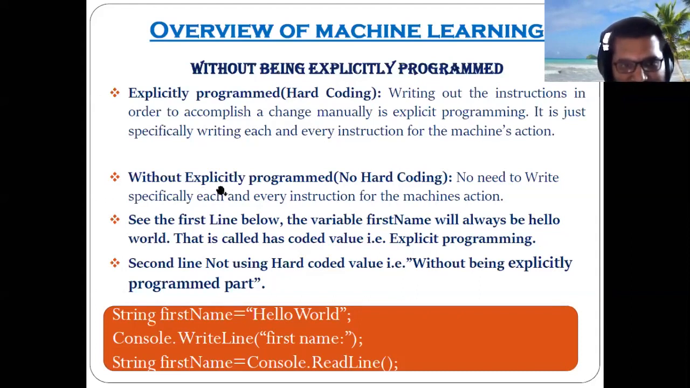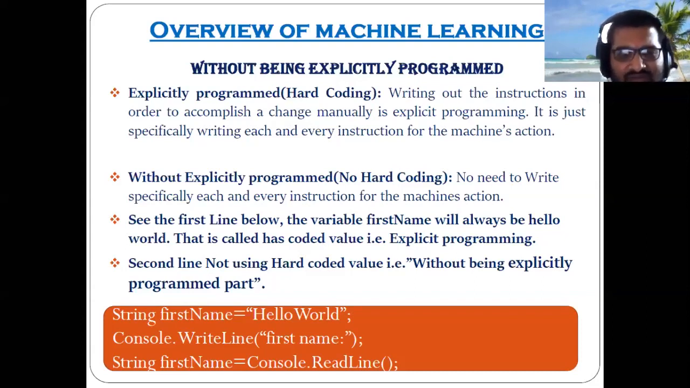Now, in the second statement, I have mentioned no hard coding, meaning no need to write specifically each and every instruction for the particular machine action. Machine action means, just like when you are writing a program and you want to display something on your monitor screen, you need to write the instruction in your program or not? Yes, sir, we have to write. You have to display something on the screen, you have to take the input from the user. That kind of thing.